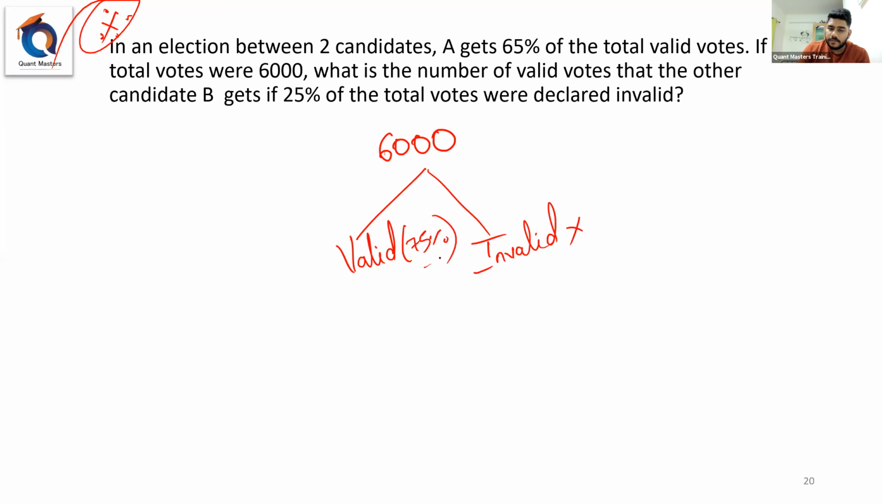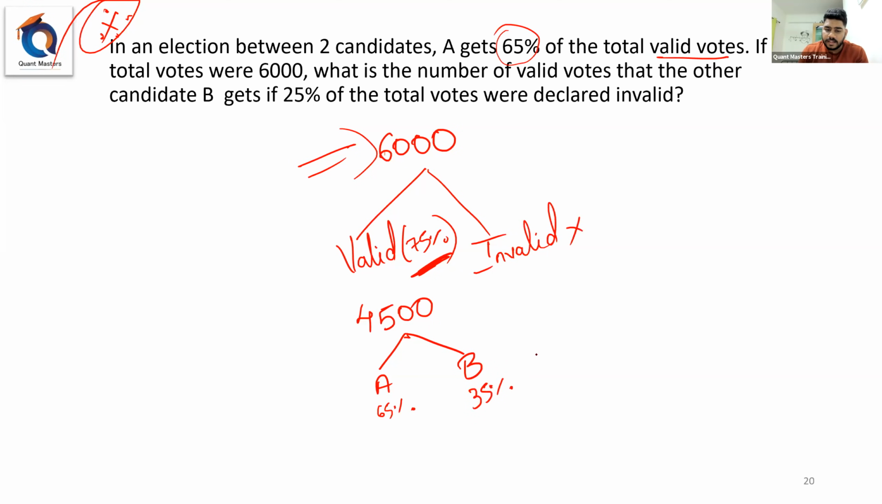Now you tell me, 75% is what? 3/4. So what is 3/4 of 6,000? So 3/4 of 6,000 is nothing but 4,500. Am I right? 3 units out of 4. 4 units means 6,000, 1 unit is 1,500, so 3 units, yes, 4,500. Now this 4,500 is distributed among A and B. And they are telling A gets 65% of the total valid votes. So A is getting 65%, which means B will be getting the remaining percent. That is nothing but 35%. So answer is 35% of 4,500.